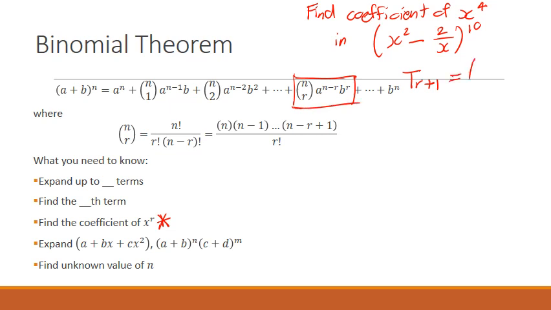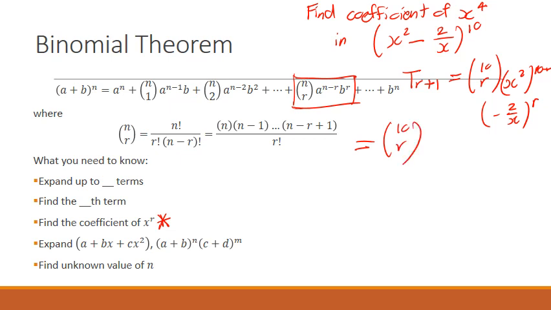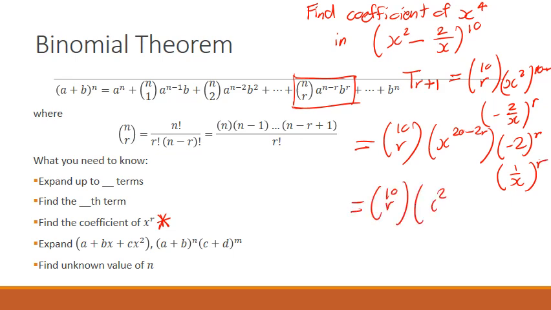So T_{r+1} equals 10 choose r, x squared to the power of 10 minus r, multiplied by negative 2 over x to the power of r. Expanding, I have 10 choose r, x to the power of 20 minus 2r, negative 2 to the power of r, multiplied by 1 over x to the power of r. I can continue to simplify this to get 10 choose r, x to the power of 20 minus 2r minus r, and negative 2 to the power of r.